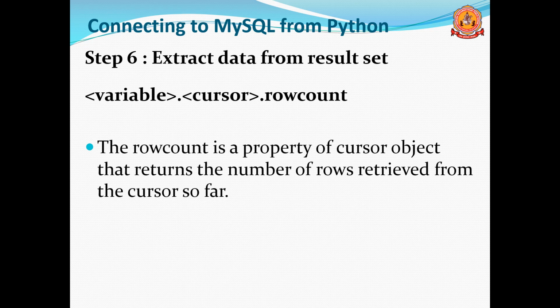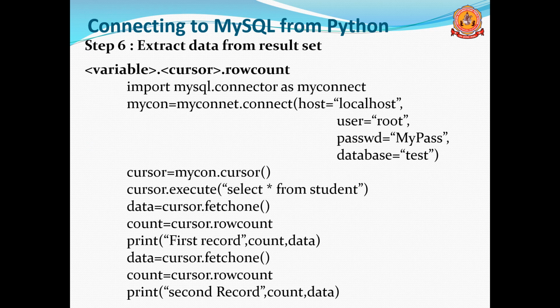For example, rowcount is used to display the number of rows retrieved so far. For example, if you retrieved 5 rows, it will display 5. If you retrieved 3 rows, it will display the output as 3. For that purpose, we are mainly making use of rowcount.